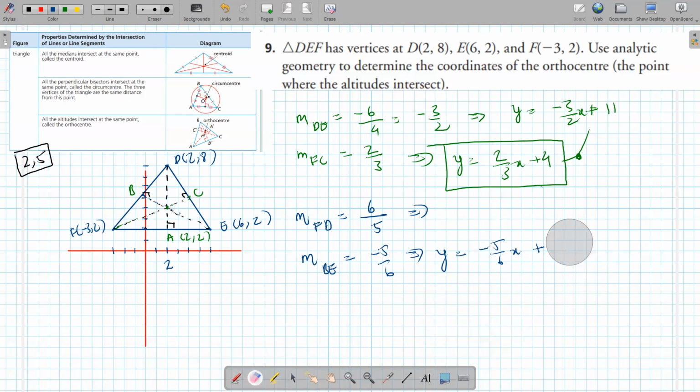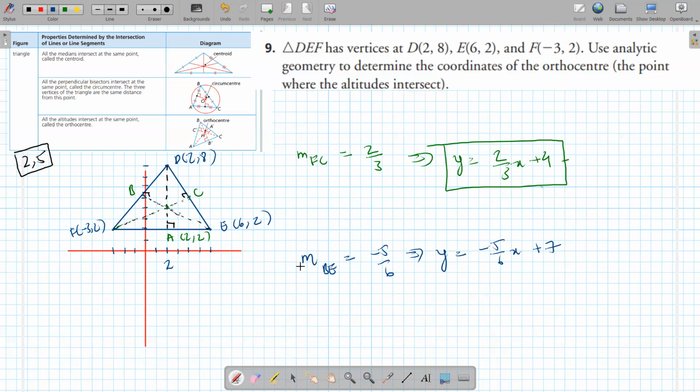So therefore, the equation of the line BE is this. Now, we don't need anything else. To find where they intersect, you just need these two lines: the line from FC, which is this way, that's the altitude line, and then the line from BE going this way. We're going to make them equal to each other to find the orthocenter right there.